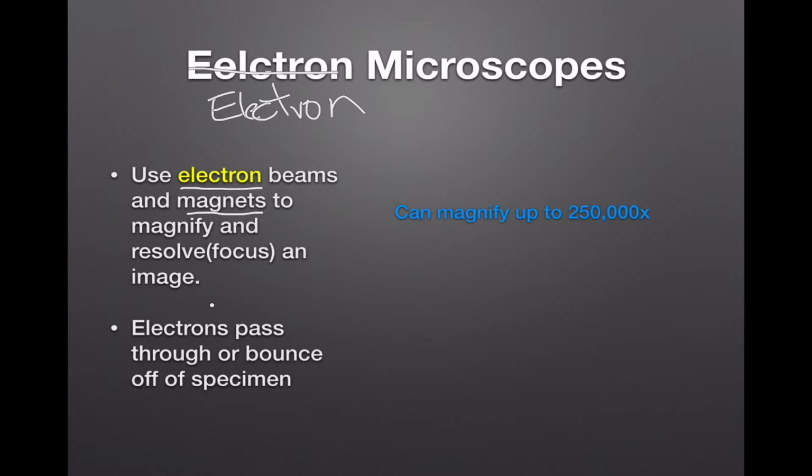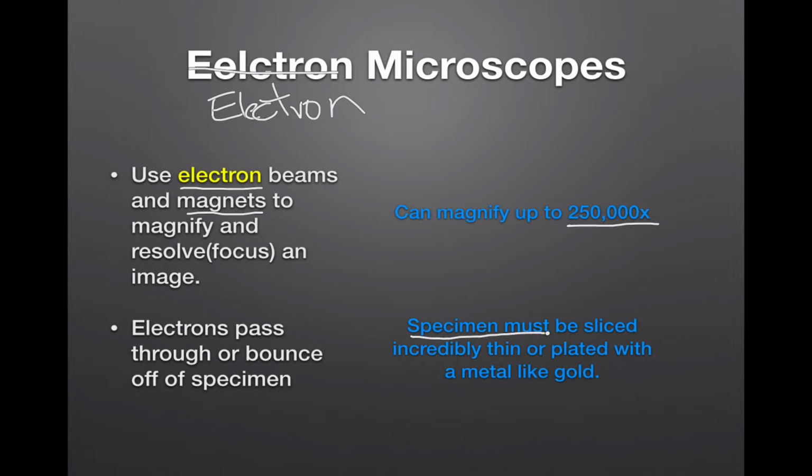Electron microscopes are much more powerful. They can magnify up to 250 times, which is 250,000 times larger. And the downside is the specimens have to be cut very, very thin. They have to be sliced incredibly thin, or they have to be plated with a metal like gold to make them shiny so the electrons bounce off of them. But if you can handle these two problems down here, the payoff is you get enormous magnification powers.